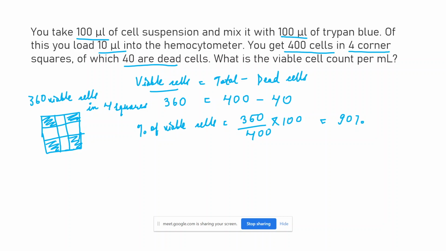Then you have to determine the average number of cells, that is, the average number of viable cells per square. From here you can see we have 360 viable cells in 4 squares. So per square, in 1 square we have approximately 360 by 4, that is 90 cells. So on average we have 90 cells per square.